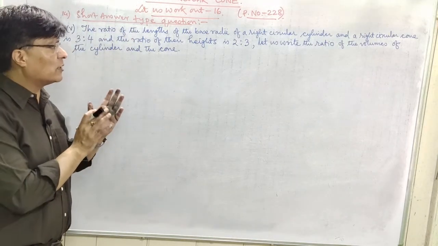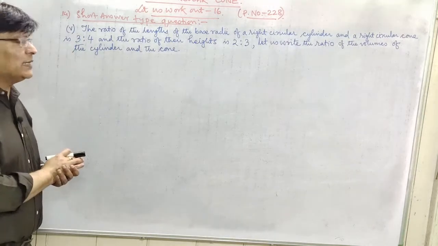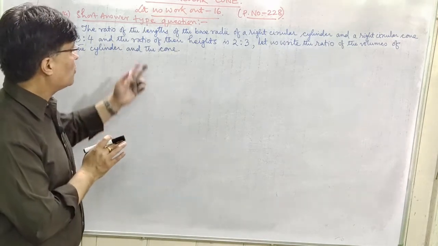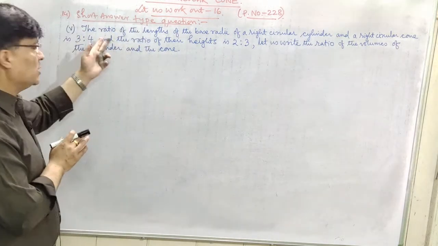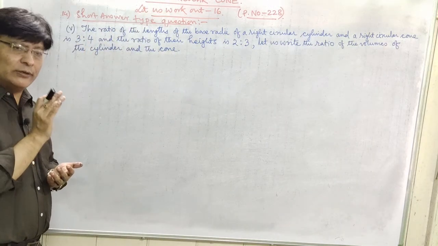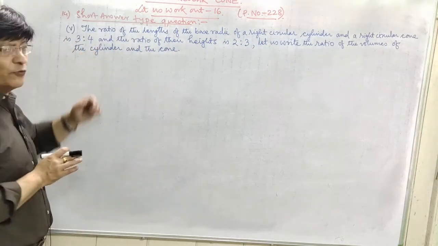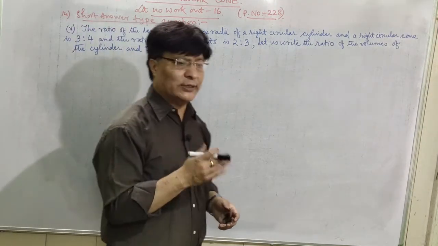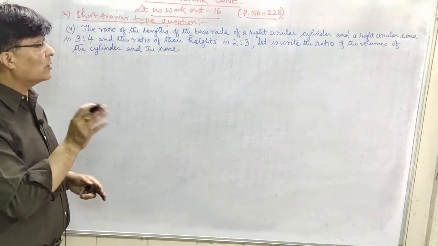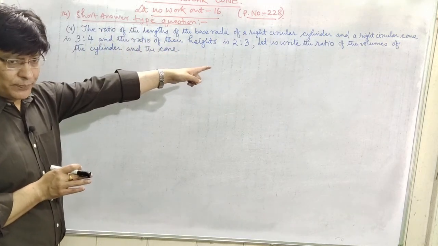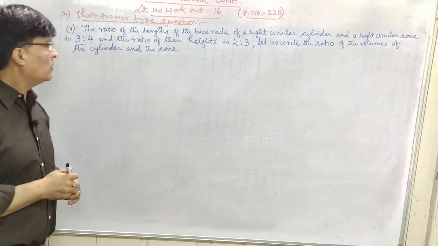In this question, what is given to us is a right circular cylinder and a right circular cone, both. First, it is given that the ratio of the lengths of the base radii of the right circular cylinder and the right circular cone is 3:4. And the ratio of the heights is 2:3. That means the ratio of the height of the right circular cylinder and the height of the right circular cone is 2:3. So let us write down the ratio of the volumes of the right circular cylinder and the cone.